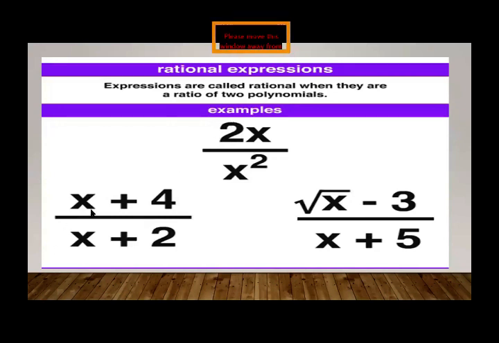Another example is x plus 4 divided by x plus 2. Here we observe that binomials are given in numerator and denominator. So according to the definition, their ratio is of the same nature, meaning they are binomials in numerator and denominator. So that's why it is known as rational expression. The third example is root x minus 3 divided by x plus 5. In both numerator and denominator, we have binomials, so they are also representing rational expressions.